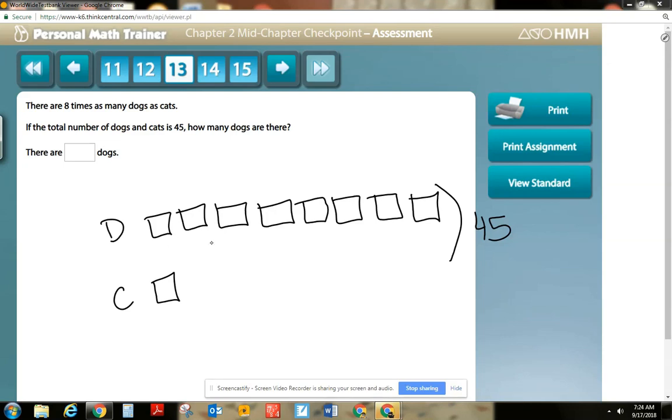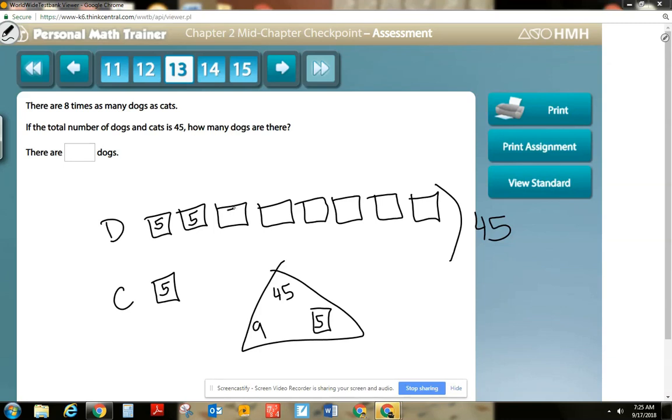No. A 1 in each doesn't make any sense. But there's 9 boxes. Let's try 10. 10, 20, 30, 40, 50, 60, 70, 80, 90. Way too much. Well, there's 9 total, right? So what other number would go in here? That's right. It's 5. So, whoops, I don't want to put 5 in there yet. So each one of these little boxes represents 5.